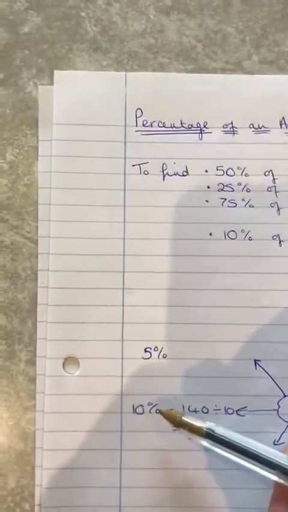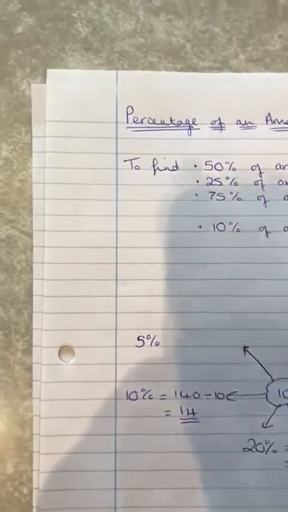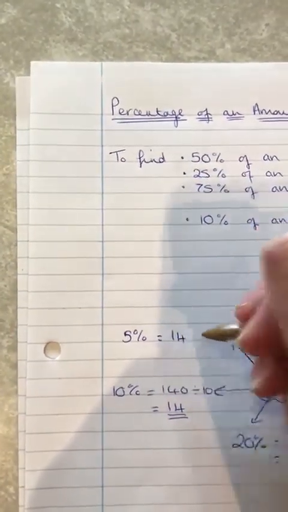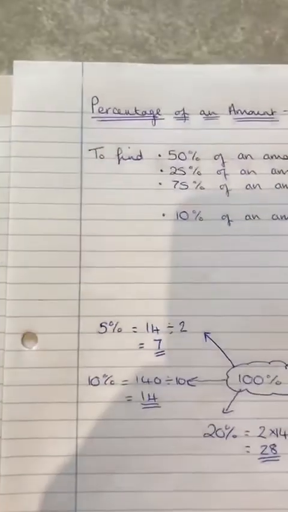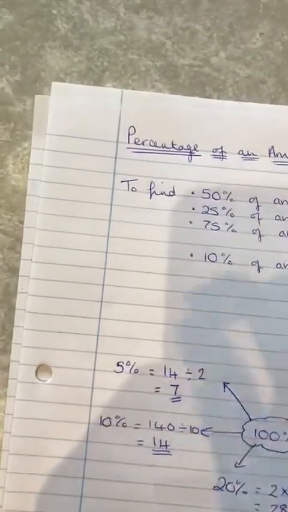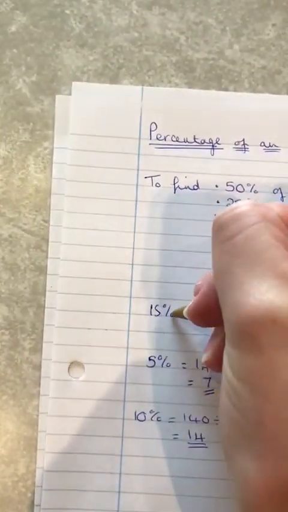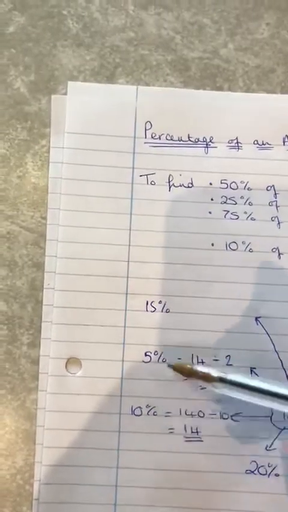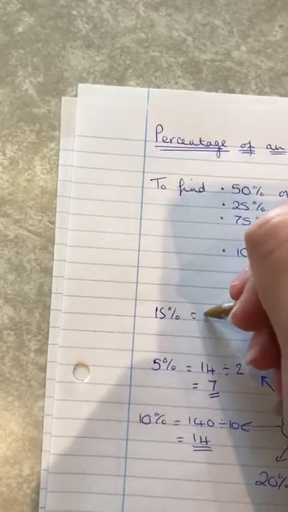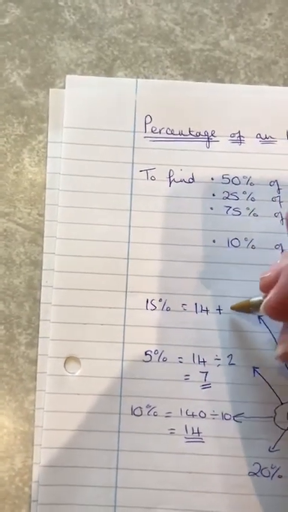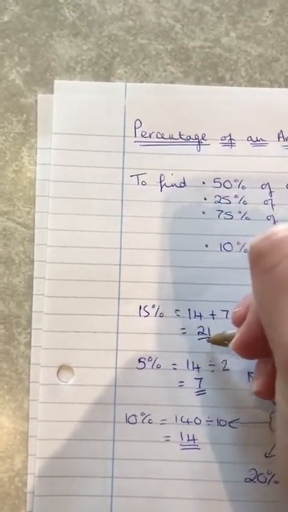Okay, another direction you could go down is if you needed, say, 5%. Now the link between 10% and 5% is half, so you just have half the amount. So you do 14 divided by 2, which leaves you with 7. From there, it's a little bit like building blocks then. You could find out what 15% is worth by adding these two values together. So you know that 10% is worth 14. You know that 5% is worth 7. So together, that gives you 15% is 21.